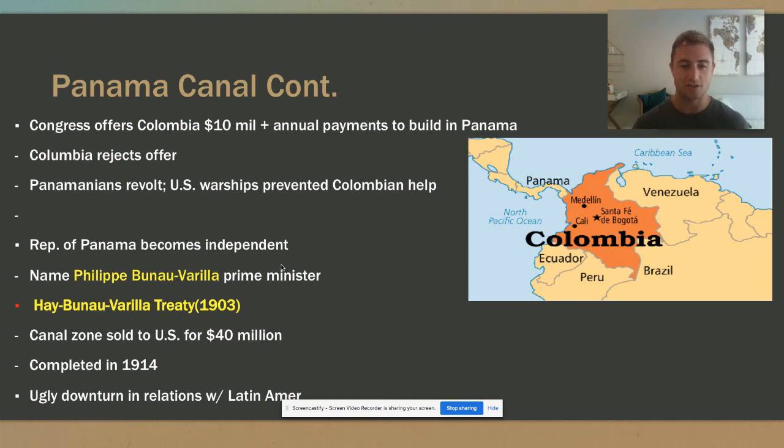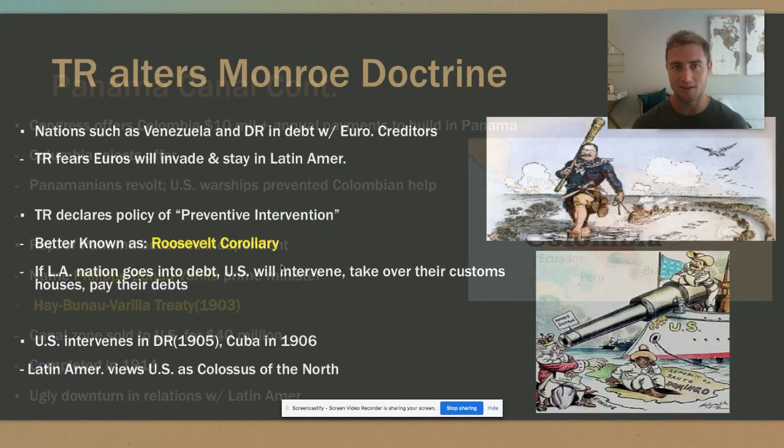But the side effect of this is it's a very ugly downturn in relations with Latin America, which of course has looked at the U.S. very suspiciously as the Colossus of the North since the Mexican-American War. I will say, however, guys, that we will see an upturn in relations with Latin America with FDR. He was our good neighbor, our really one president that is able to come in and mend relations.